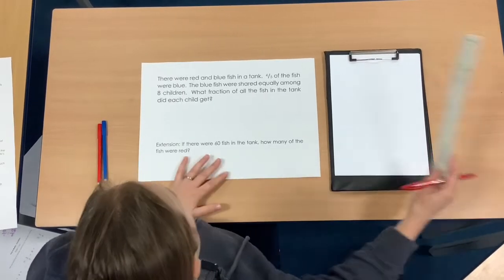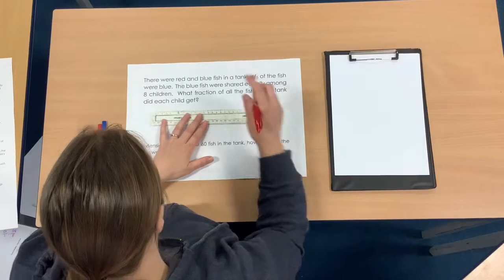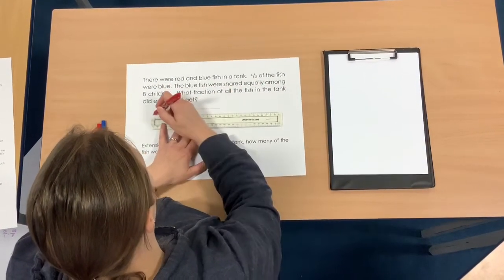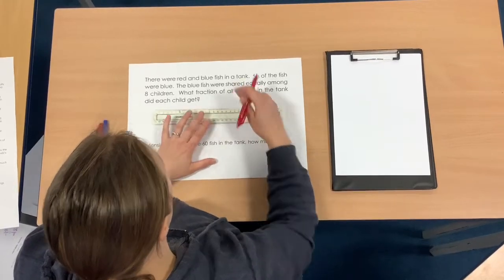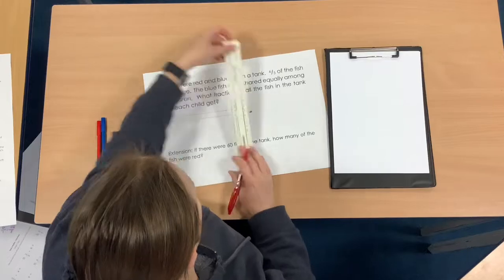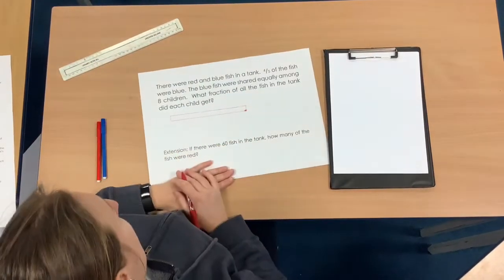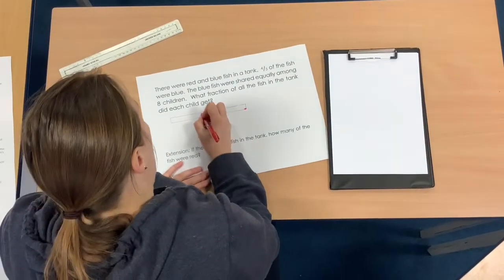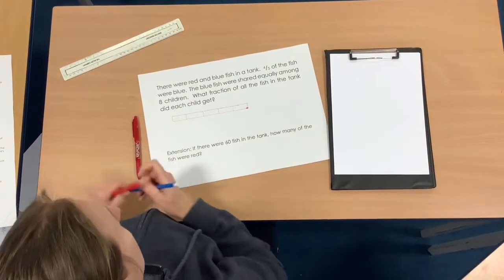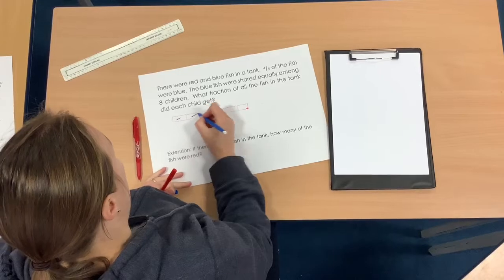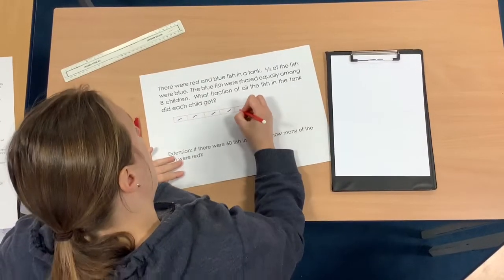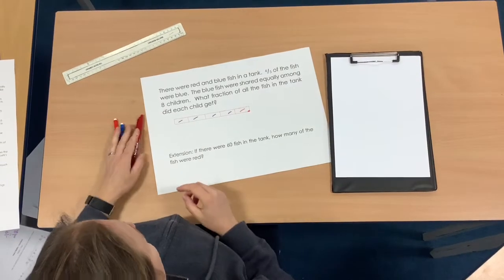Now I am going to do a pictorial representation for you, just because some of you might still like to have that to support you in your maths, which is always fine. Just remember to try to do the abstract alongside. So there's my whole amount of fish. So 4/5. There's my 4/5. 4/5 were blue. So 4 of those 5 equal parts are blue, which means the other 5th must be red, okay?